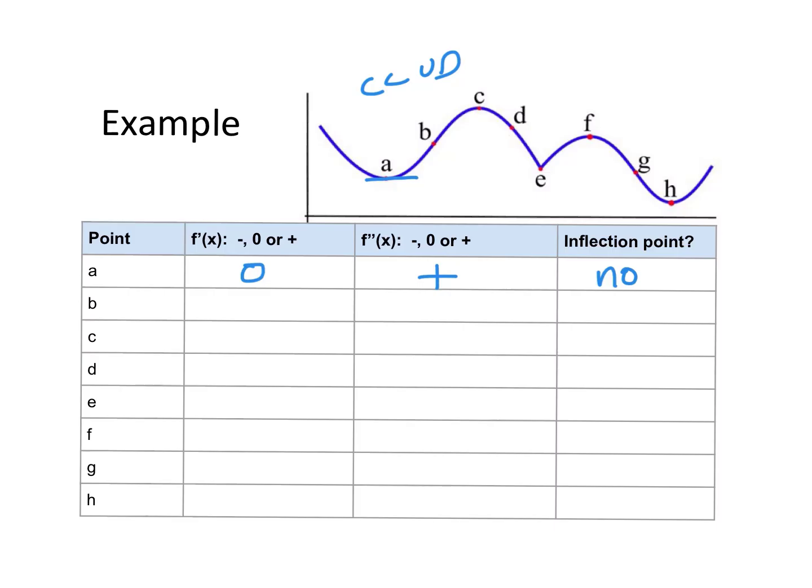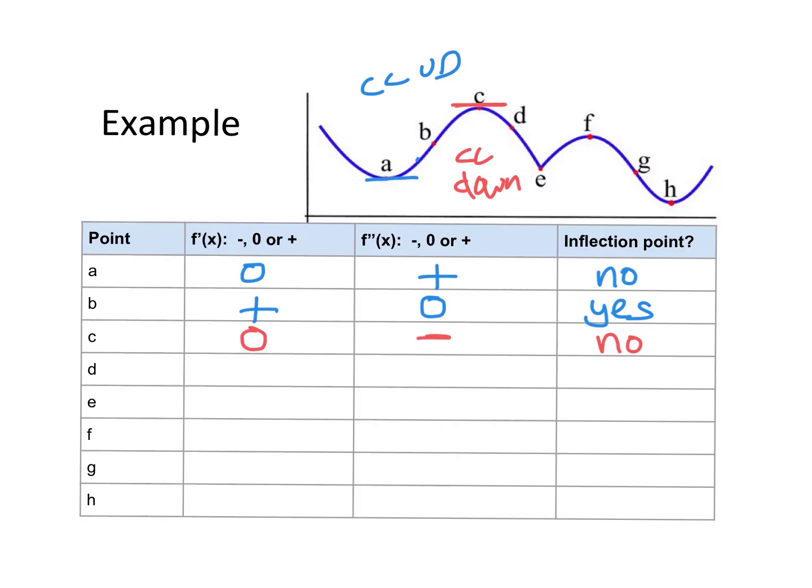At point B, the function is headed uphill, so that means my derivative is positive. And at that point, this is the spot where my graph changes concavity. And so I'm expecting my second derivative to be 0 there. And yes, this is an inflection point. At point C, again, we have a place where we have a horizontal tangent. And so my first derivative is going to be 0 there. My graph is concave down here. And so my second derivative is going to be negative. And no, that's not an inflection point.